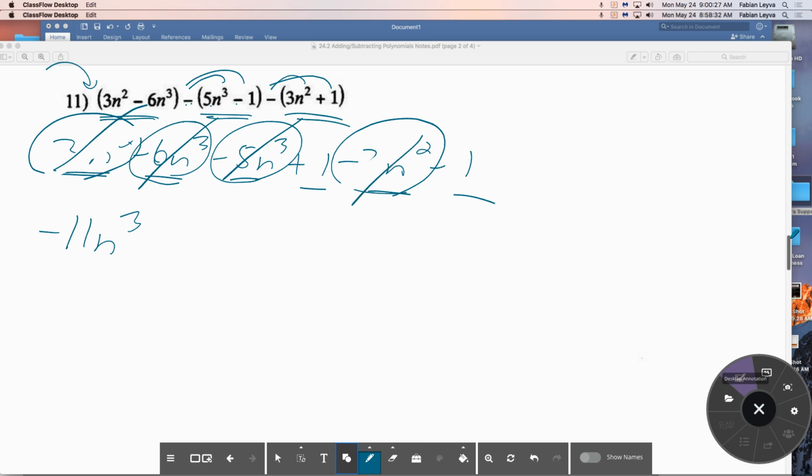And you'll notice that when you go to the next ones, you only have constants, and you see you have a 1 minus 1. And what's 1 minus 1? 0. So these also subtract out. Technically, that's your answer, because there's nothing else to combine. You simplified it, and that's about it. Okay.